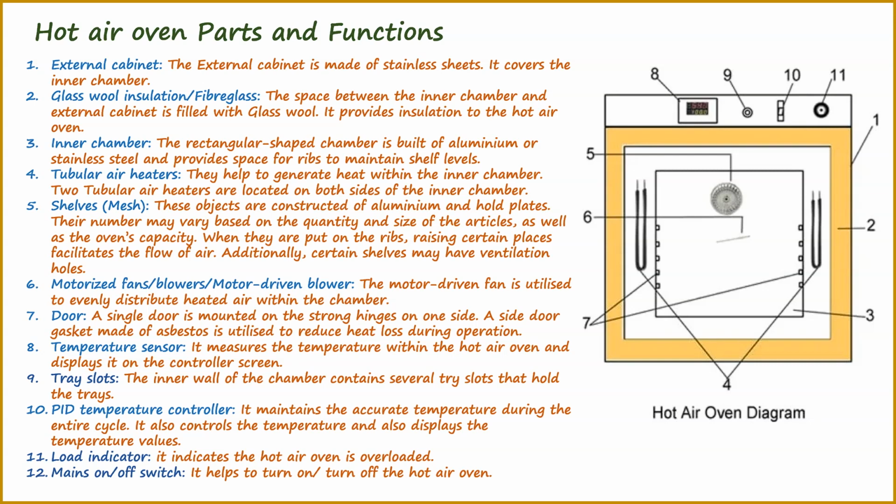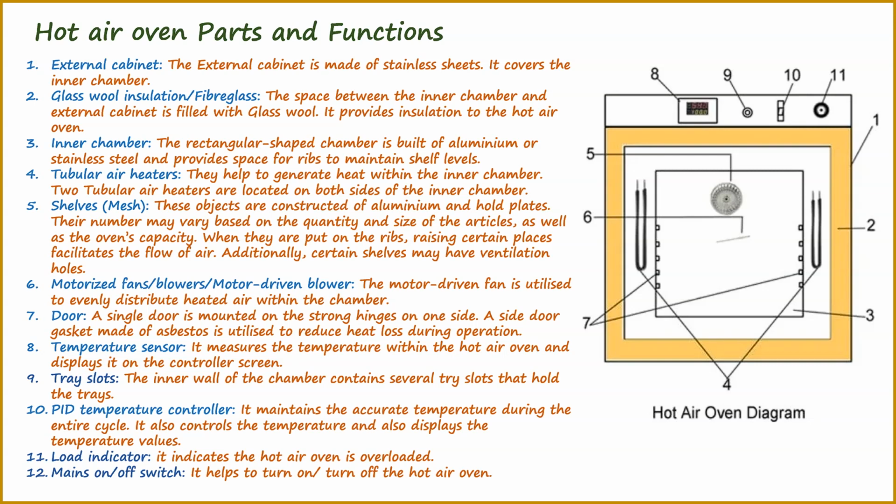The third part is the inner chamber. It is a rectangular-shaped chamber built of aluminum or stainless steel and provides space for ribs to maintain shelf levels. It is where the materials to be sterilized are placed. The fourth part we will discuss is the tubular air heaters. They help to generate heat within the inner chamber. Two tubular air heaters are located on both sides of the inner chamber, providing even heat distribution.